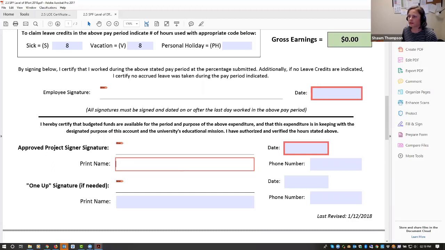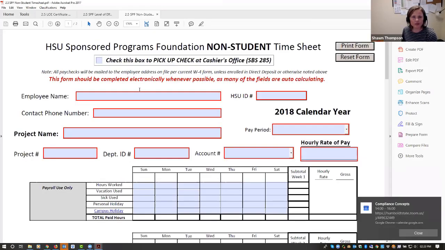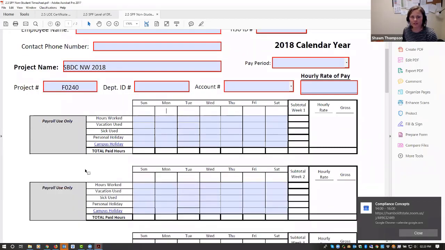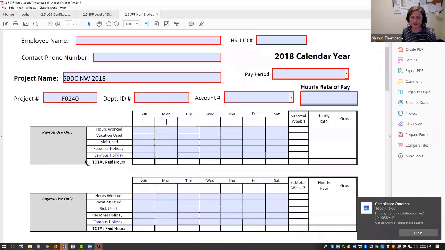And then I'll show you one that is for staff that are not salaried or not exempt. Okay, so it's somewhat similar, that employee name can list a project. So that could be, you know, SBDC Northwest 2018. The one thing that I don't like about just the HSU form is that you can only do one project number on here. So we literally have some people that work 40 hours a week and they have to fill out 3 of these timesheets and make sure that they don't go over their 40 hours a week in splitting out their hours between 3 different grants. And that's not a great system in my mind.